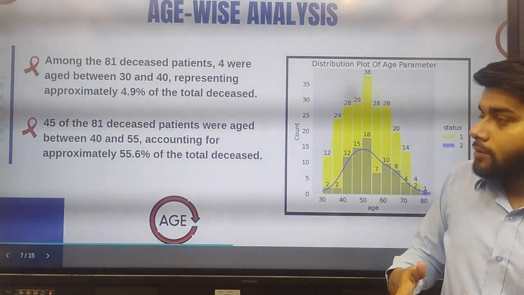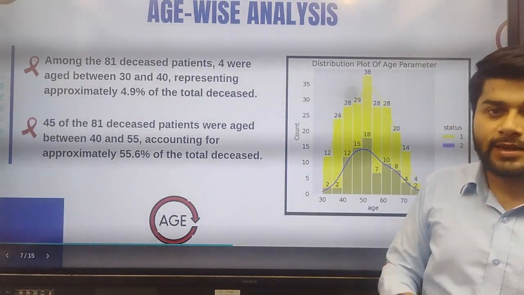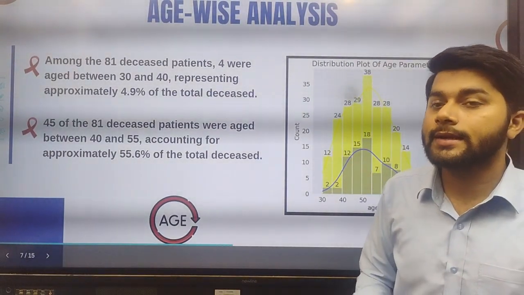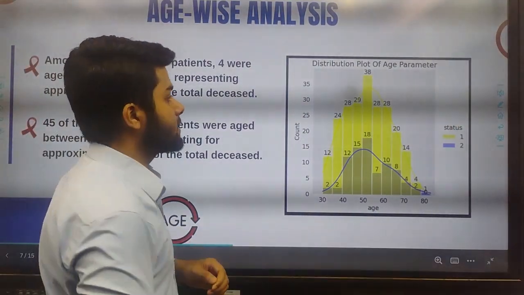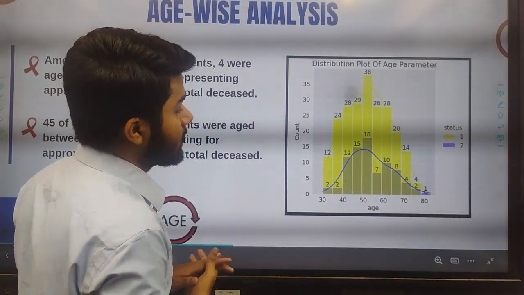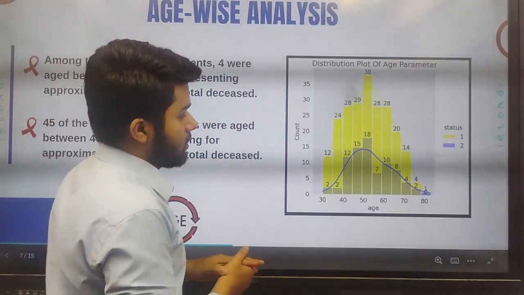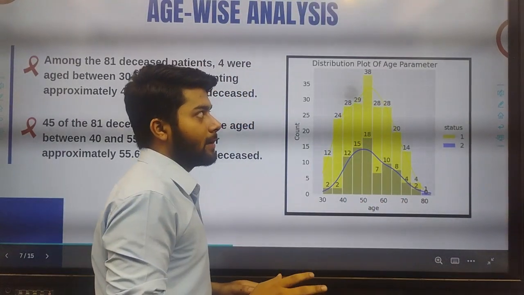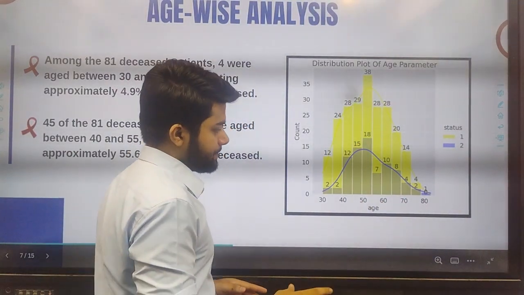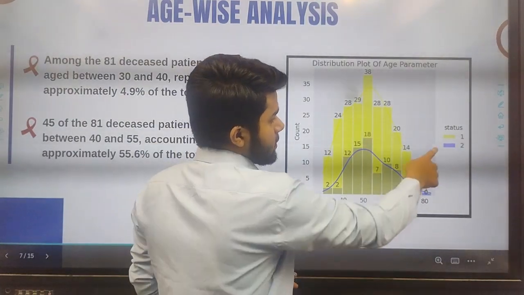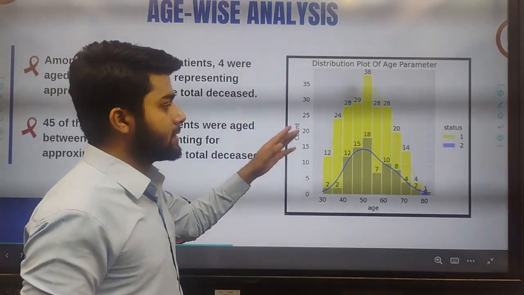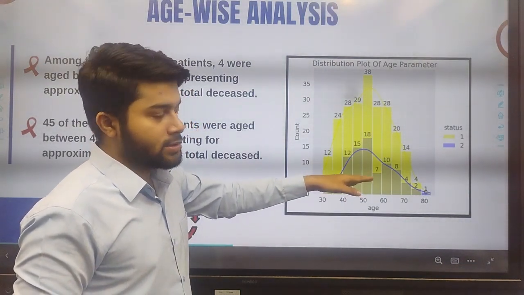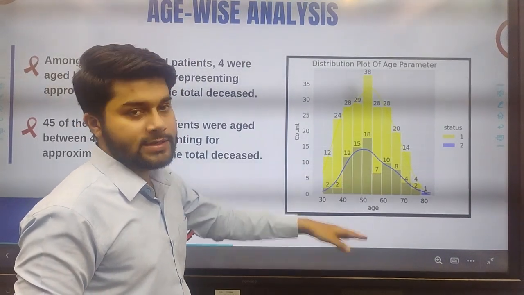So till now I talked about the patients who survived, but there are some patients, around 81 out of 306, who did not survive. I also did a histogram presentation to show the impact of age on their survival. In this histogram, we can see the distribution plot by the age parameter. The upper part shows status 1, meaning the patient survived, and the lower part, status 2, shows that the patient did not survive.